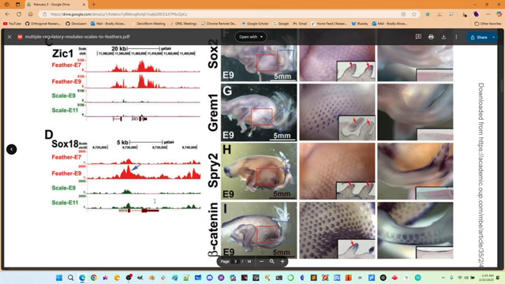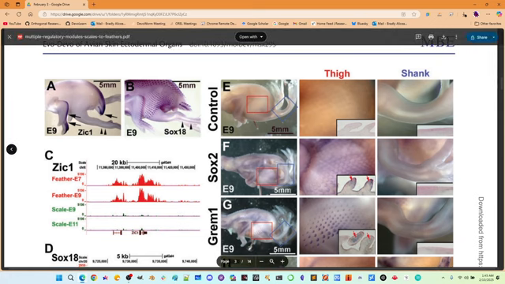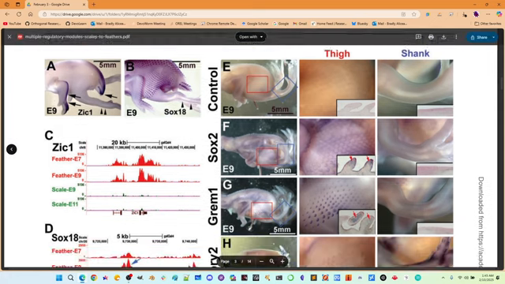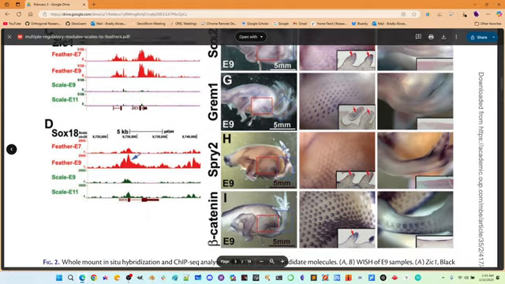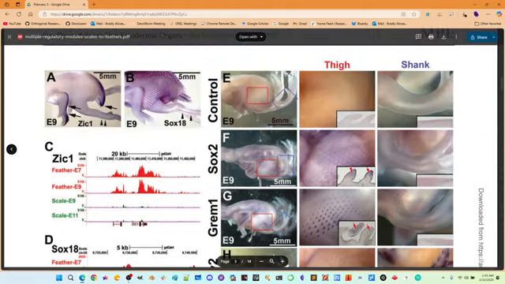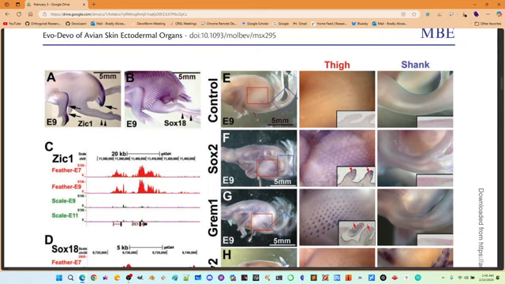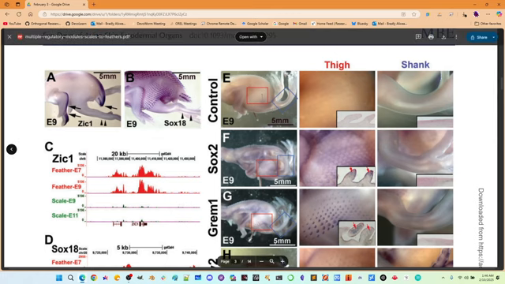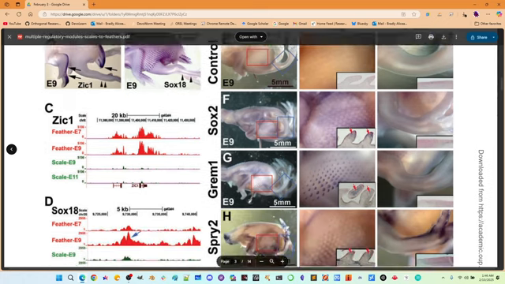Then we have these in situ hybridizations on the right. This is where we have the control, which is here, SOX2, GRAM1, SPRY2, beta-catenin. These are all the different markers that they're using. And then they show the thigh and the shank. So this red box is the thigh. This blue box is the shank for each sample. So the shank is down here. The thigh is up here. This is the thigh. This is the shank. You don't see very much control. You don't really see any expression of anything in the control, obviously.